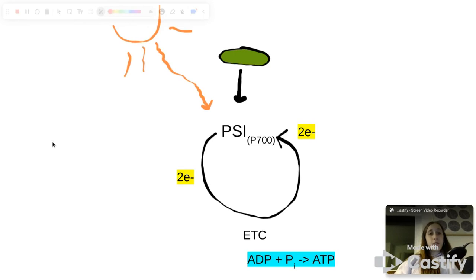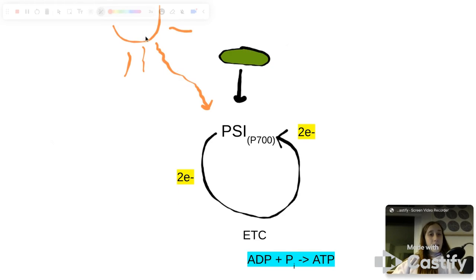Okay, first things first, cyclic photophosphorylation is still the light reaction. It is just a different version of it. This is not the Calvin cycle. This is still the first stage of photosynthesis. It is just a different way to do it. So this here is our thylakoid. This occurs in the thylakoid.